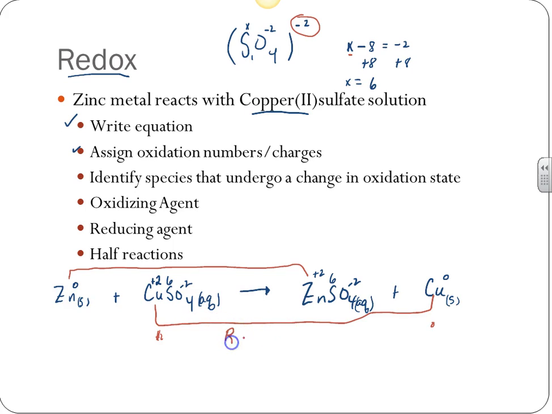So that's a reduction. So the other one has to be an oxidation because they have to occur together. But make sure you see why. We've got a 0 here on the zinc. On the other side, it's a positive 2. That's an increase in charge, so that means oxidation. Okay. So we have identified the species that have undergone a change in oxidation state.